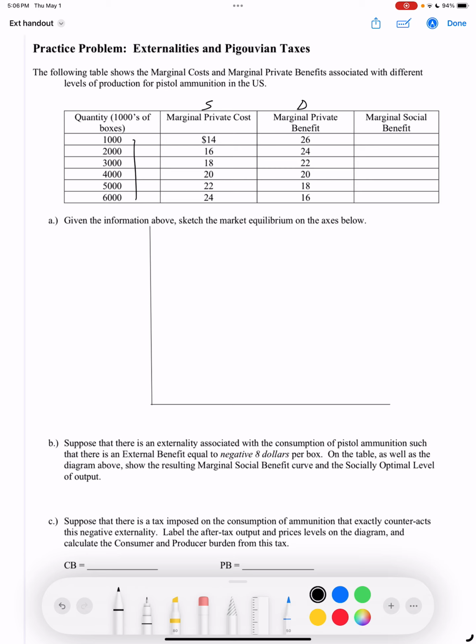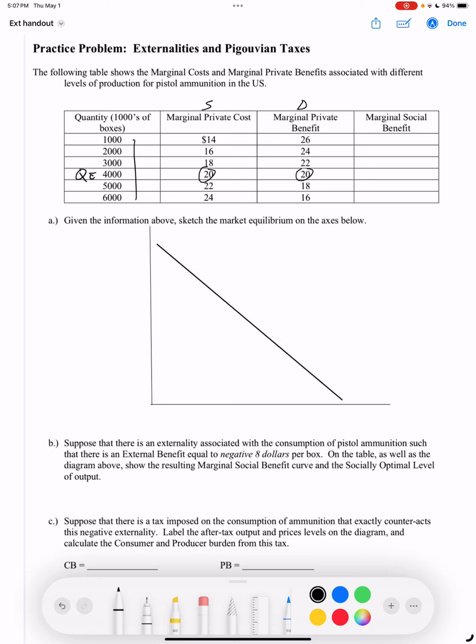The first part of the question just asked us to find the equilibrium point and show it on the diagram, and that'll be the intersection of private cost and private benefit. And we see very quickly that that's going to occur at an equilibrium quantity, QE, of 4,000, when the private cost and the private benefit are both at 20. So we can sketch that out real quick.